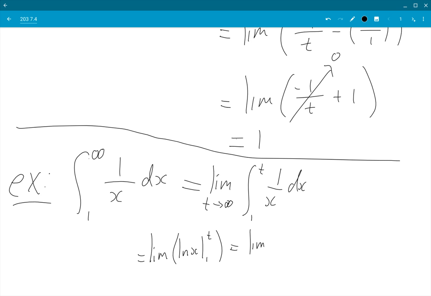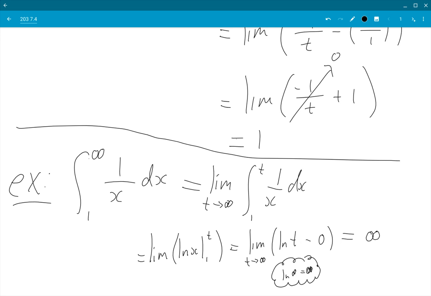So what do I get? I get the limit of ln t minus ln of 1, which is 0. So t is going to infinity. So what is ln? I'm not going to write this explicitly, this is just a thought bubble. Ln of infinity is just infinity. So this area ends up being infinite. Okay, pause and copy.